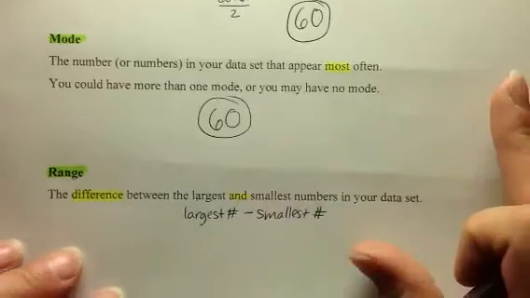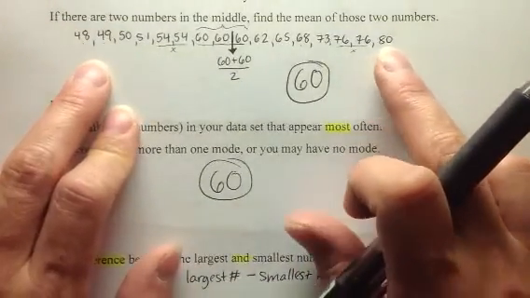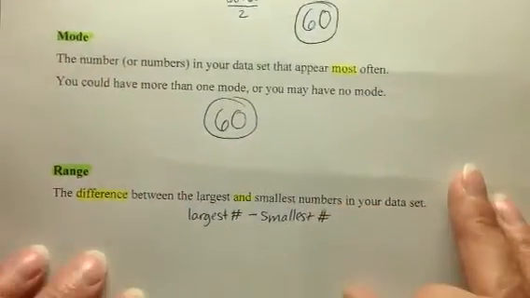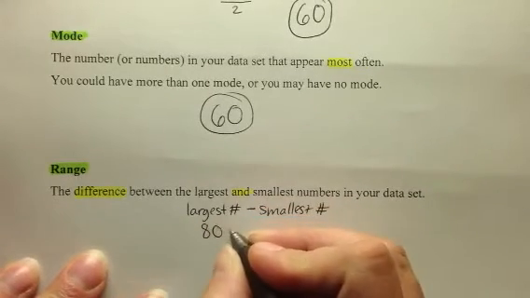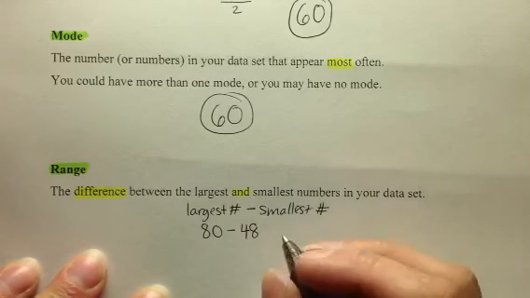Okay, the difference, subtract between the largest and the smallest. Large minus small. Okay, so again, going back up to our list where they're in order, 80 was my largest and 48 was my smallest. So to calculate the range, I'm going to do 80 minus 48, and I get 32.